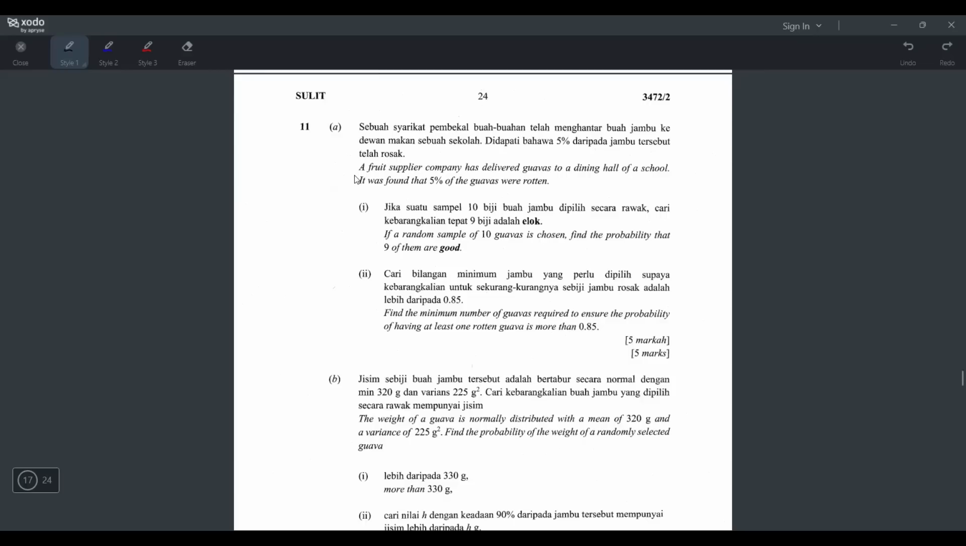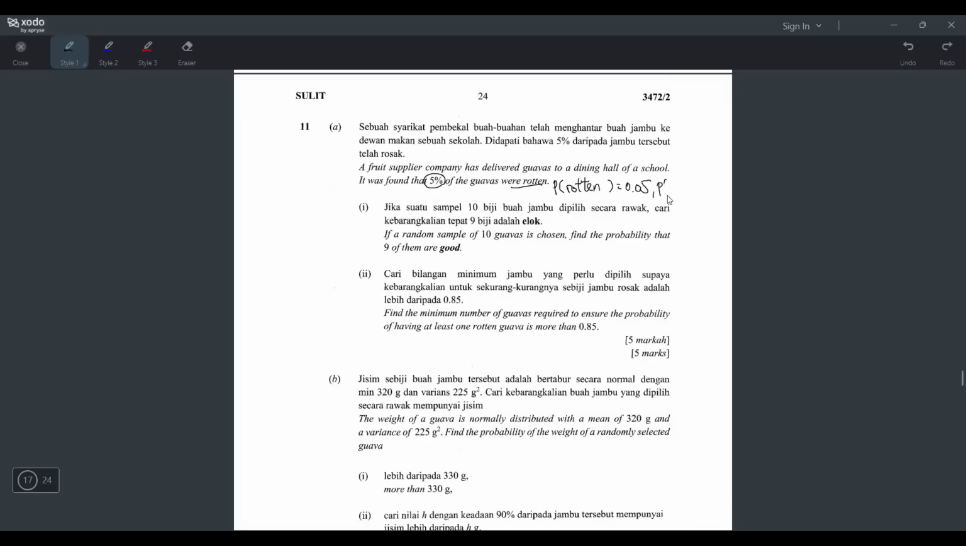The question: a fruit supplier company has delivered guavas to a dining hall of a school. Okay, this one is not important. It was found that 5% of the guavas were rotten. Okay, this one is important. So when they give you percentage, it will be the probability. So the 5% you can convert to probability. So 5% means 5 over 100. So the probability is 5 over 100, 0.05. And this one they say for rotten. So I'll just write here probability of rotten.